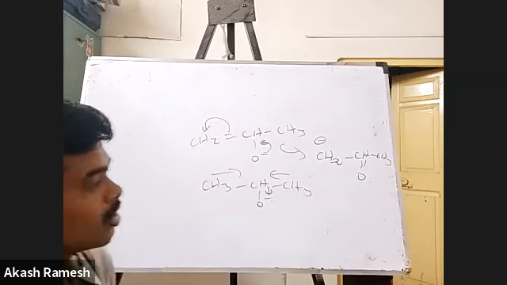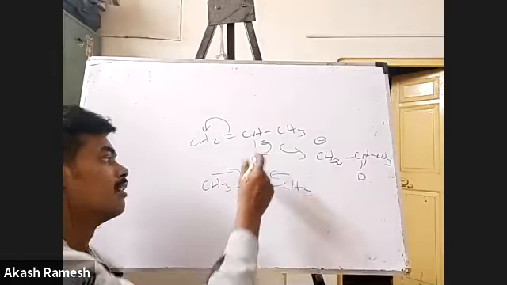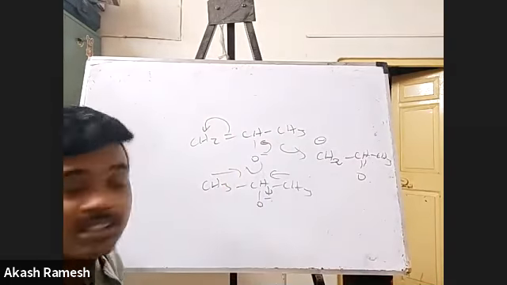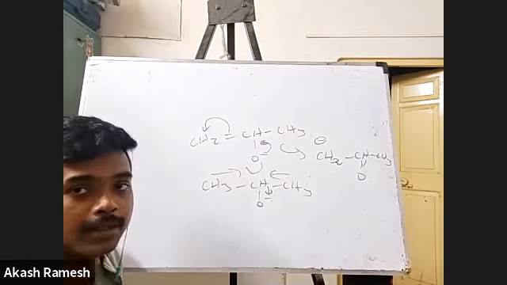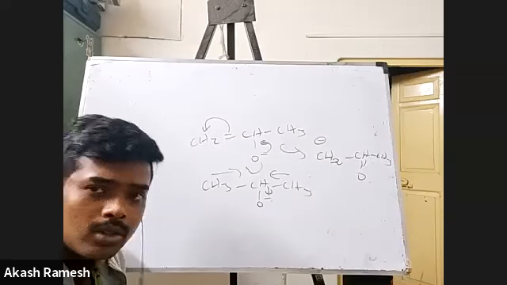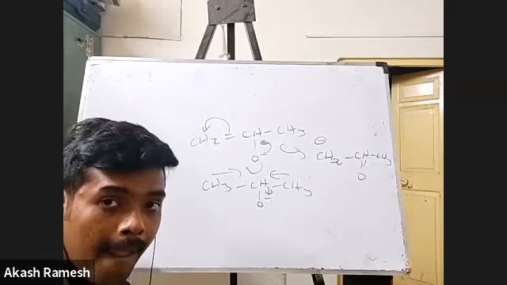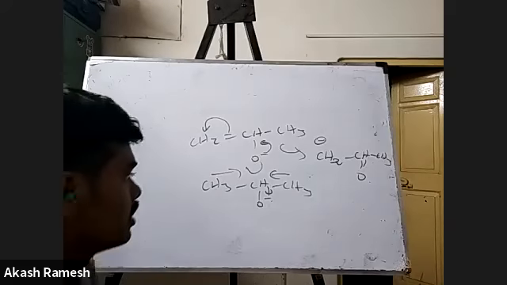So obviously I can say that this will be a better acid than this because it has resonance, but this doesn't have any resonance. More and more resonance structures, more and more stability. Any doubts? Okay, fine. So I can give you more examples.